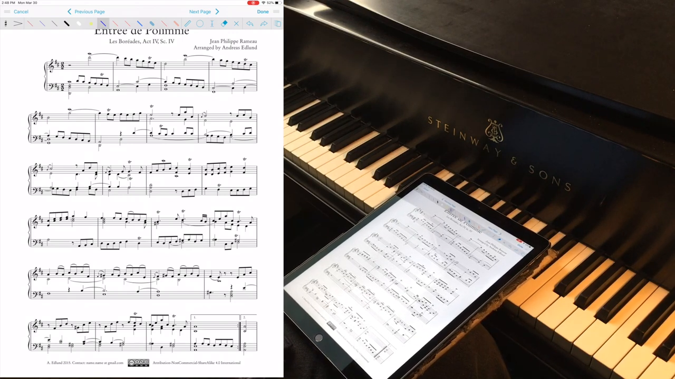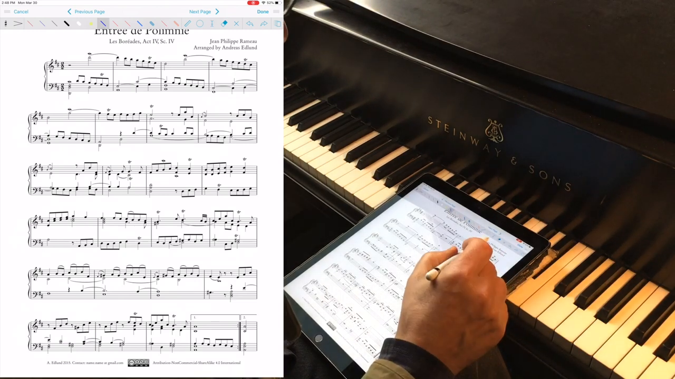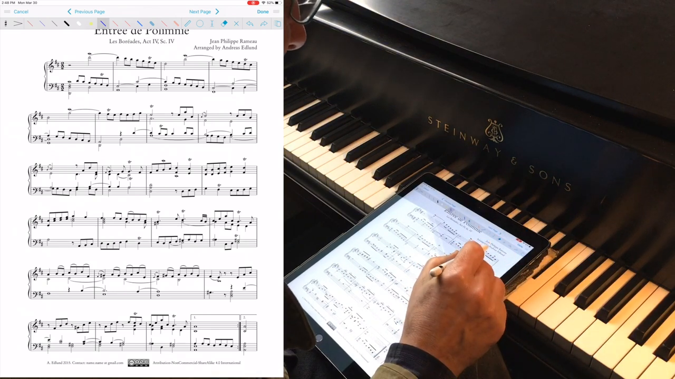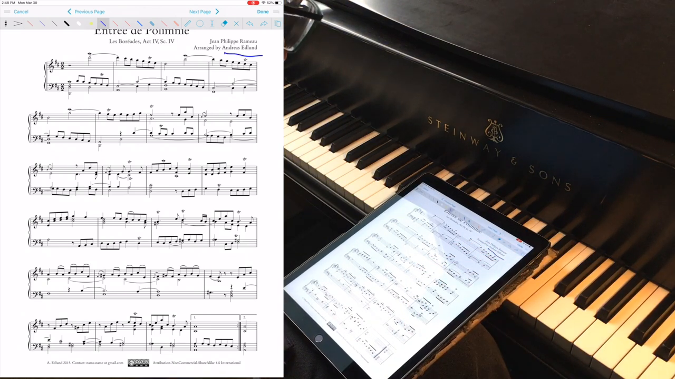I think there are three things to talk about with this piece. First is issues that naturally arise when one plays transcriptions, and this is a transcription. This particular one, arranged by Andreas Edlund, I don't know who that is, but found it online. And, you know, there are some questions that arise depending on the piano and the room that you're in and what you want to get out of it. So we can talk about that.